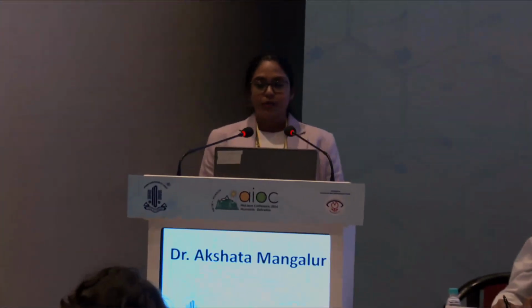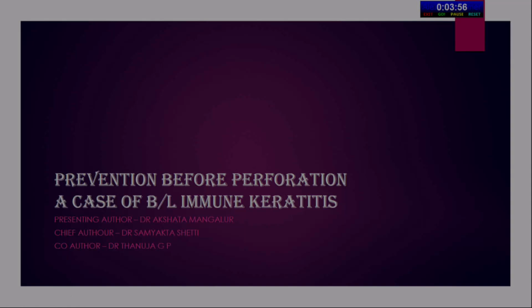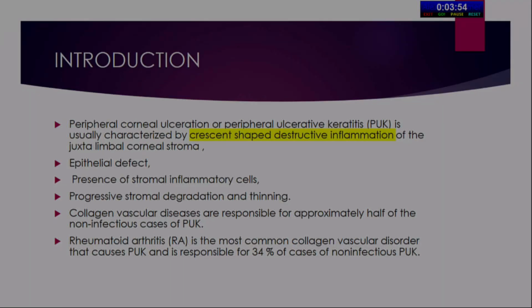Good evening, everybody. So I'll be presenting a case of bilateral immune keratitis, prevention before perforation. Peripheral corneal ulceration or peripheral ulcerative keratitis is usually a crescent-shaped destructive inflammation of juxtalimbal corneal stroma. It presents with epithelial defect, presence of stromal infiltratory cells, progressive stromal degradation and thinning. Collagen vascular diseases are responsible for approximately half of non-infectious causes of PUK.